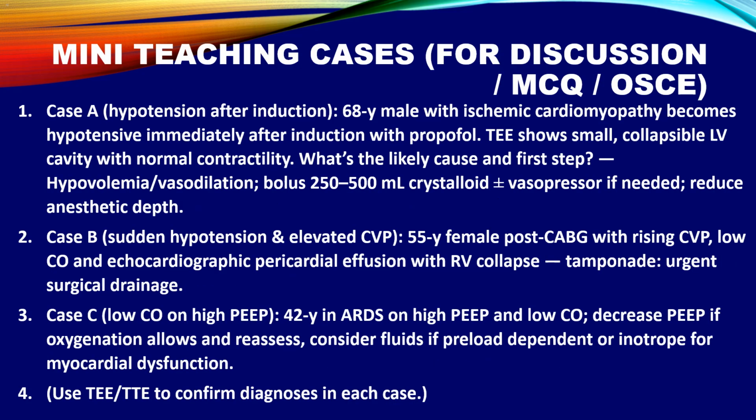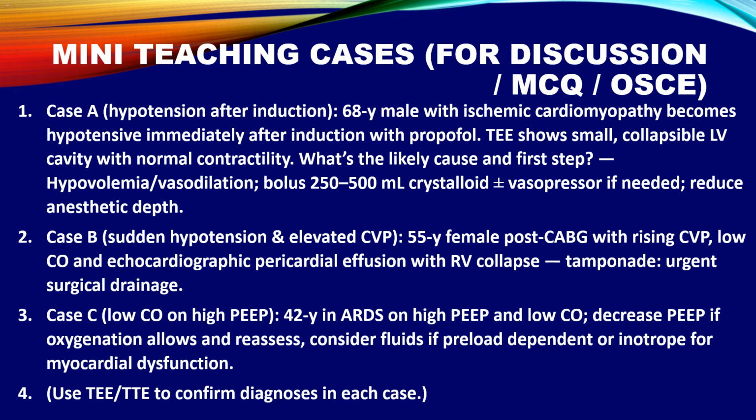Mini teaching cases for discussion, MCQ, OSCE. 1. Case A, hypotension after induction. A 68-year-old male with ischemic cardiomyopathy becomes hypotensive immediately after induction with propofol. TEE shows a small, collapsible LV cavity with normal contractility. What's the likely cause and first step? Hypovolemia, vasodilation. Bolus 250 to 500 ml crystalloid plus or minus vasopressor if needed.